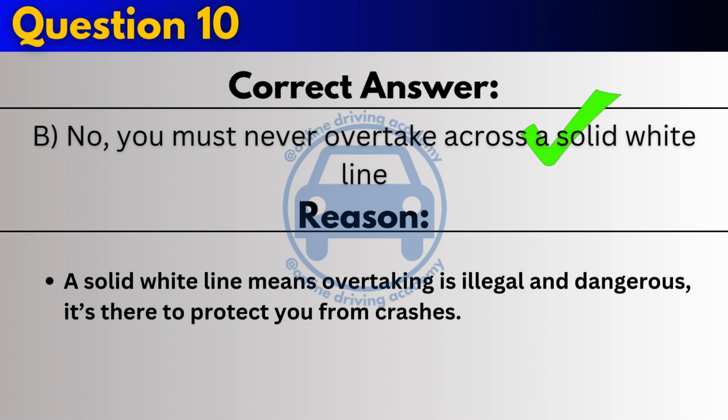Now the correct answer here is going to be option B, no, you must never overtake across a solid white line. And that's because a solid white line is going to mean that overtaking is illegal and it is dangerous. Remember, it's there to protect you from crashes. It's not there for any other reason.